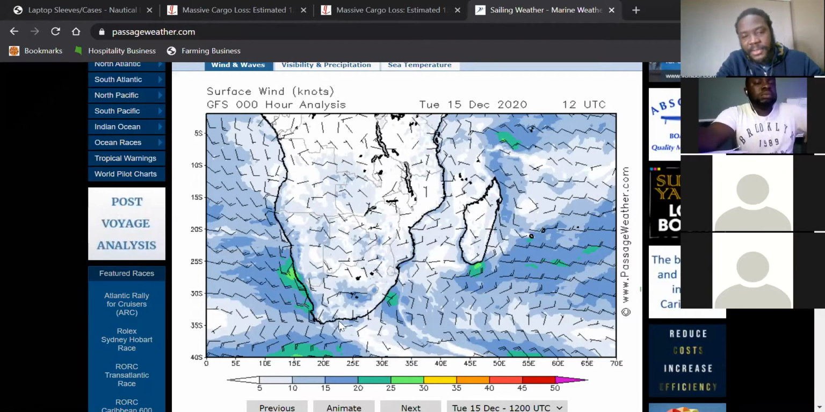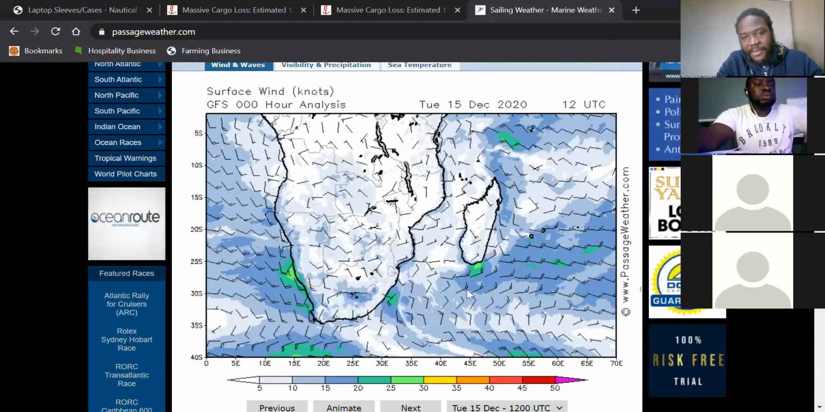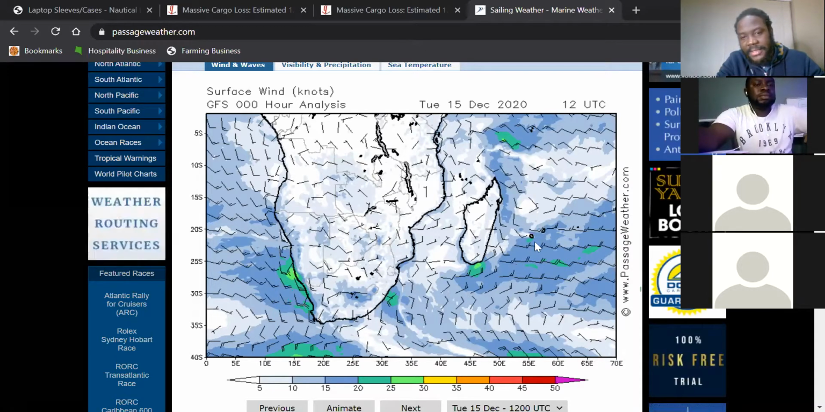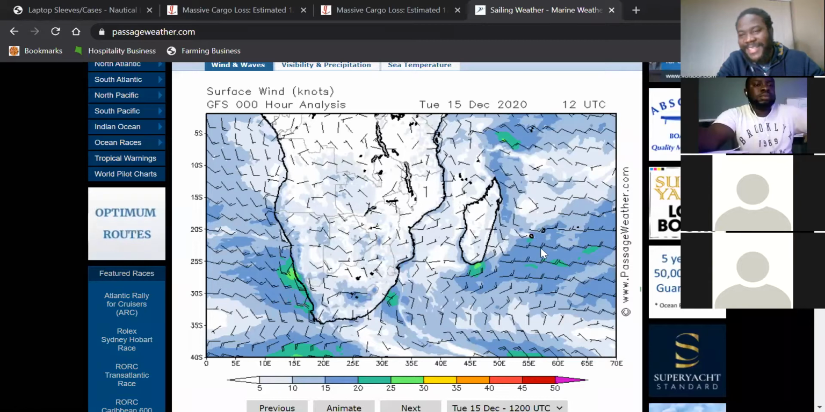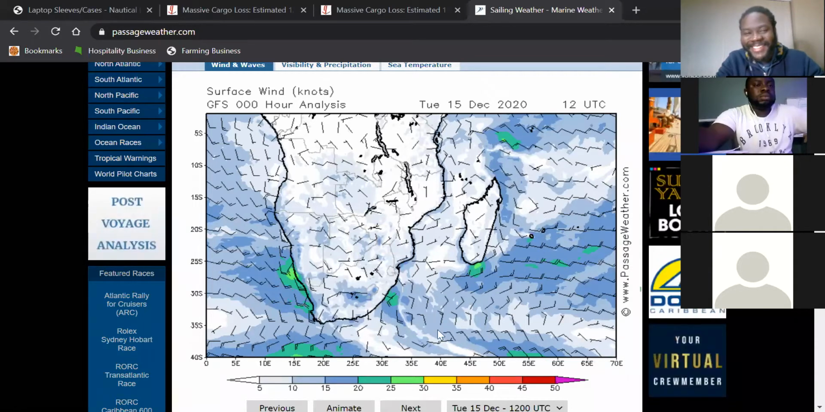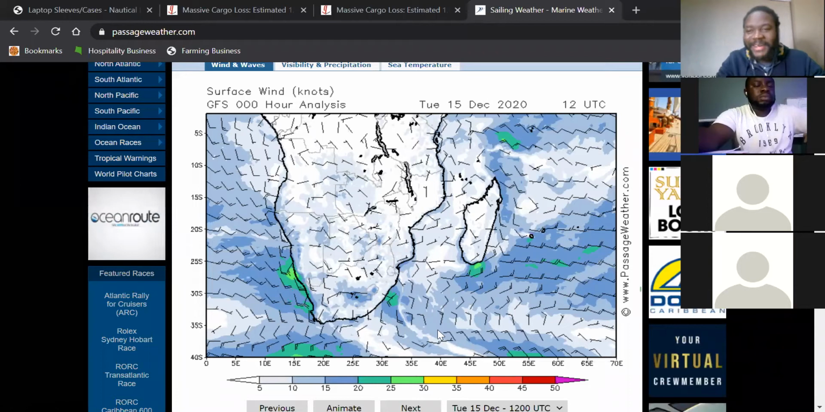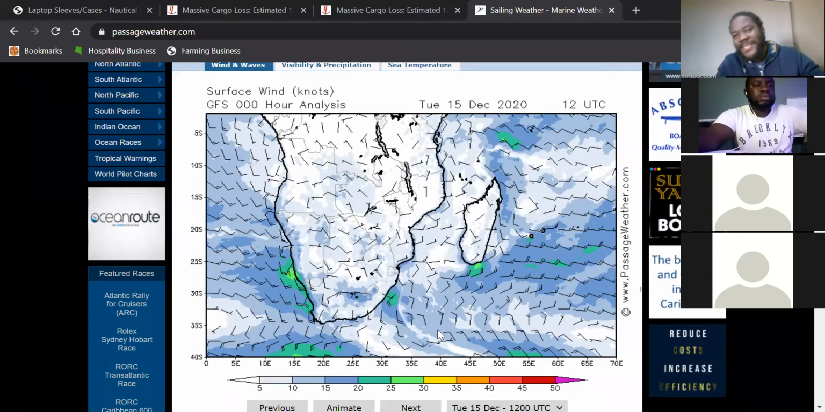So if you're going through this area now, you expect some rolling when you're going this direction, because it's going to be eating you from the side. You understand what I mean? So it's not going to be from the bow. So expect to see roll and roll.